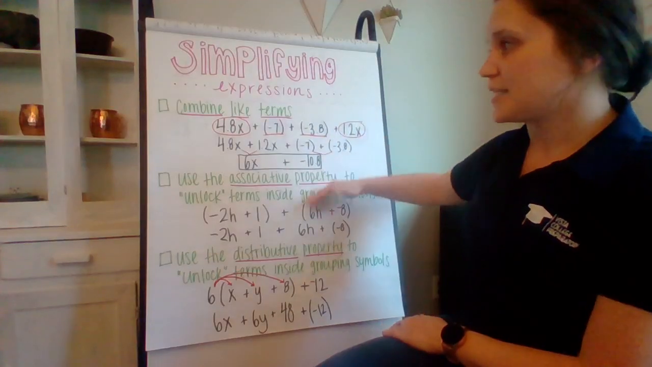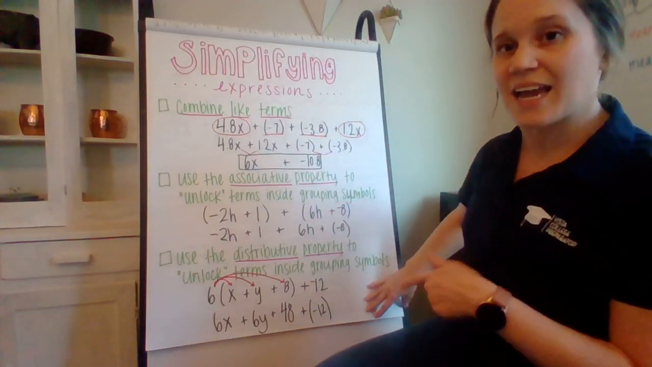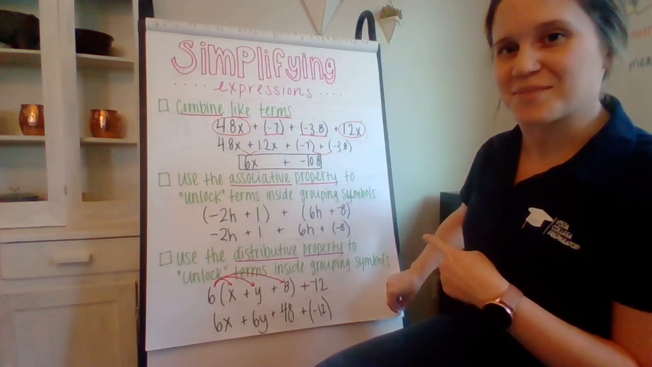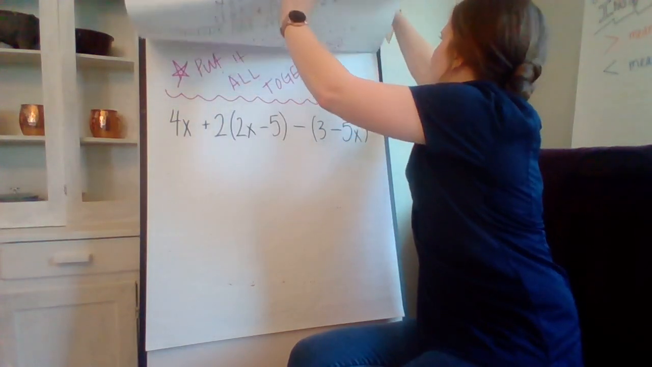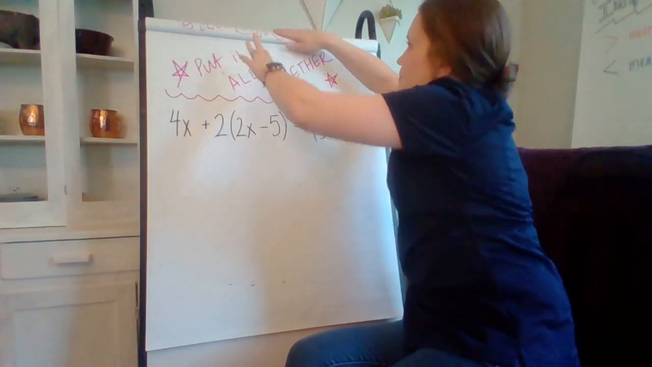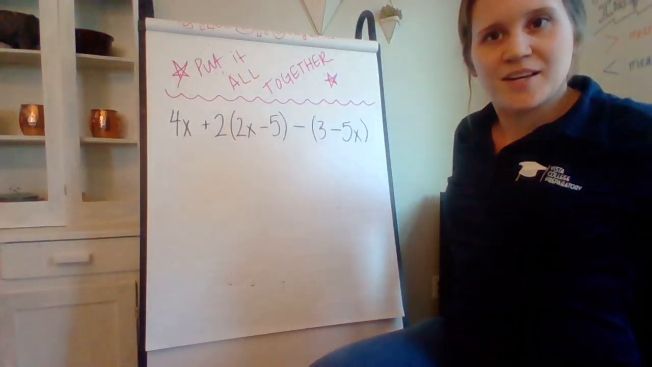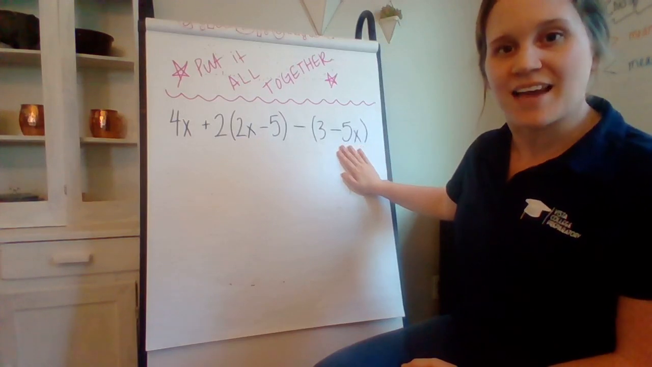So we've seen three separate examples that each needed one of the properties. I have an example that needs to use all three. So let's give it a try. We are going to put it all together. Can you please take a moment and write down this expression just exactly how you see it?